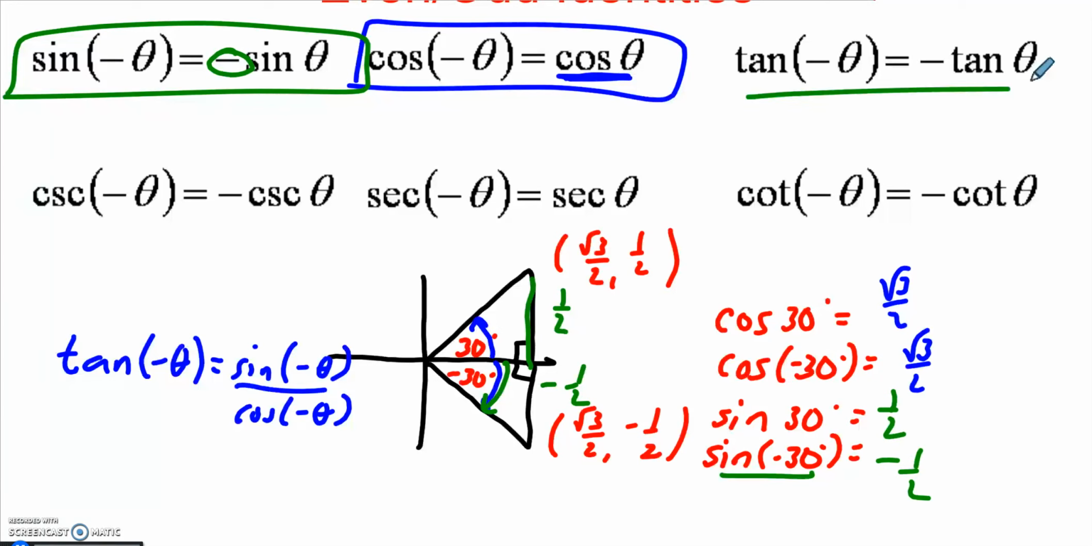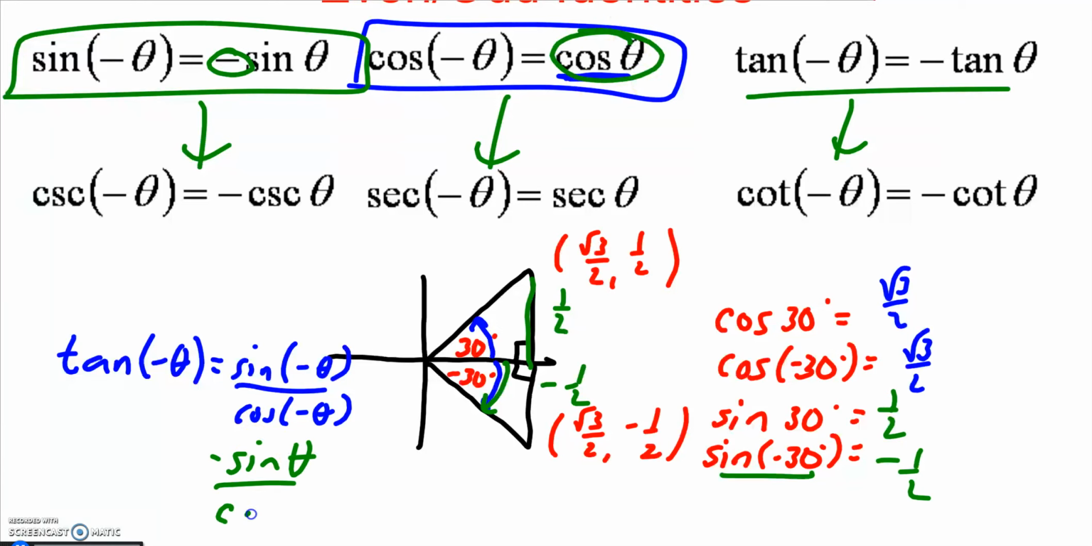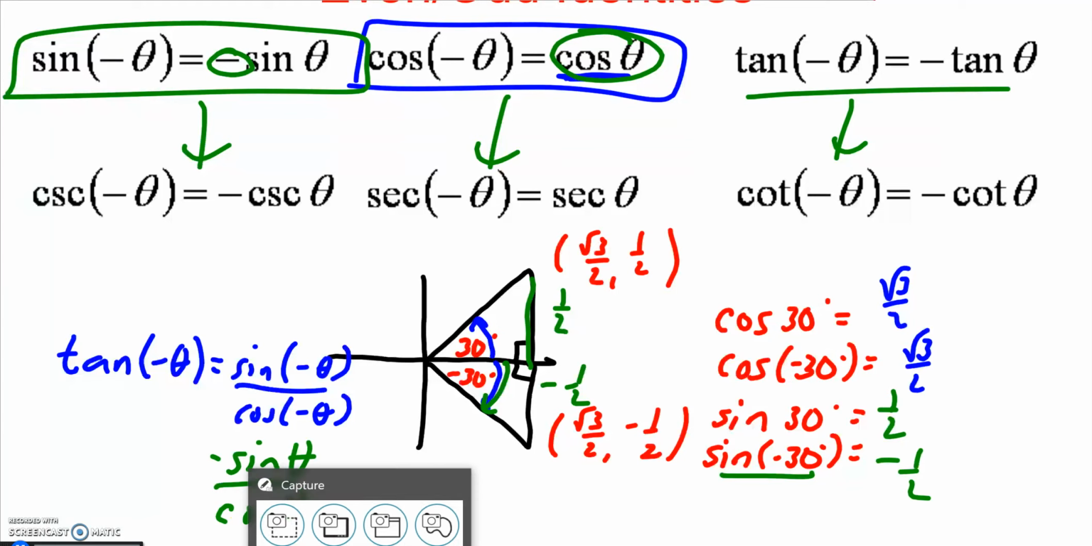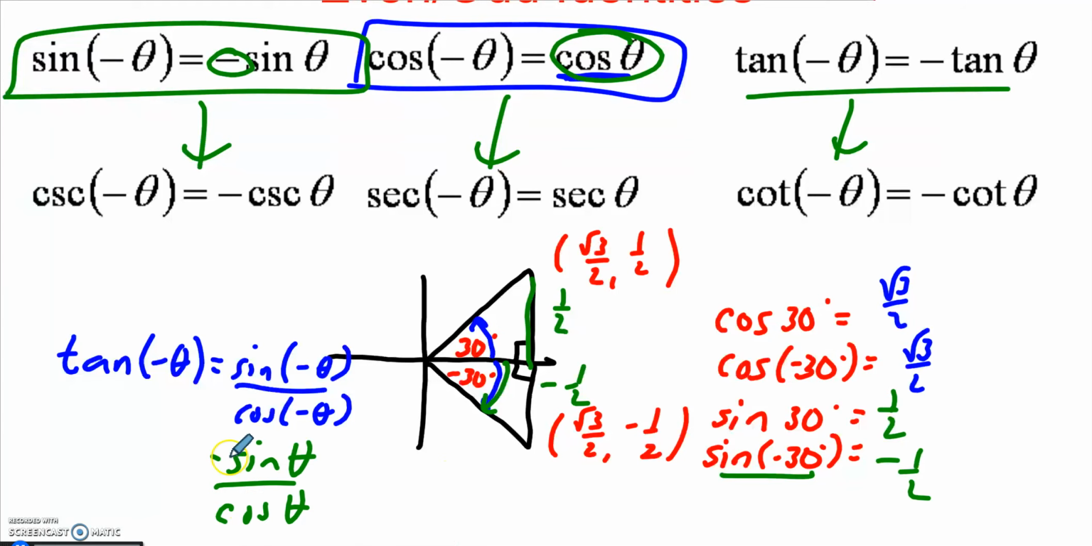Lastly, just to touch on tangent, these would all make sense and follow suit because of the reciprocals. If I look at tangent of negative theta, it would be sine of negative theta over cosine of negative theta. We know that sine of negative theta is negative sine of theta. Cosine of negative theta is equal to cosine of theta. So it would make sense that the tangent value is also negative.